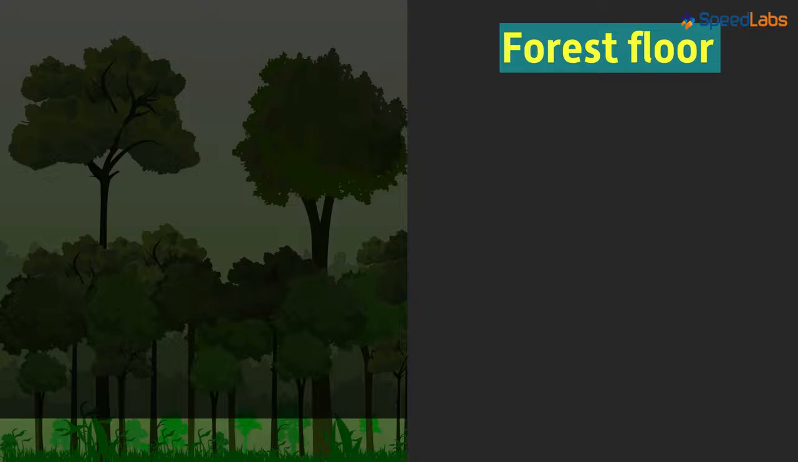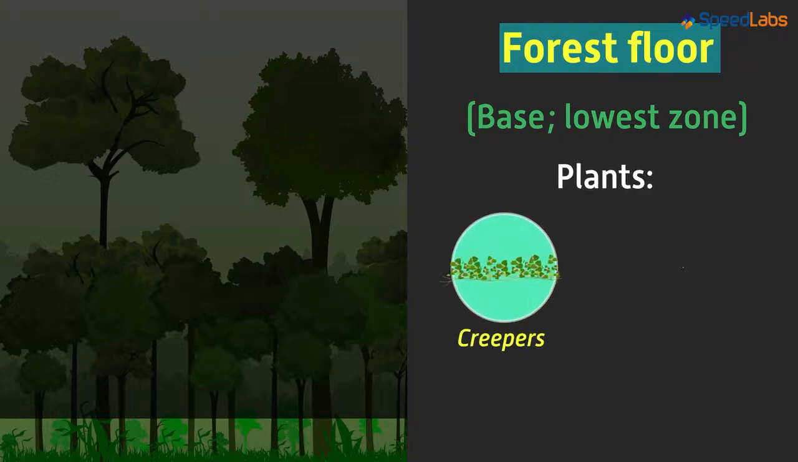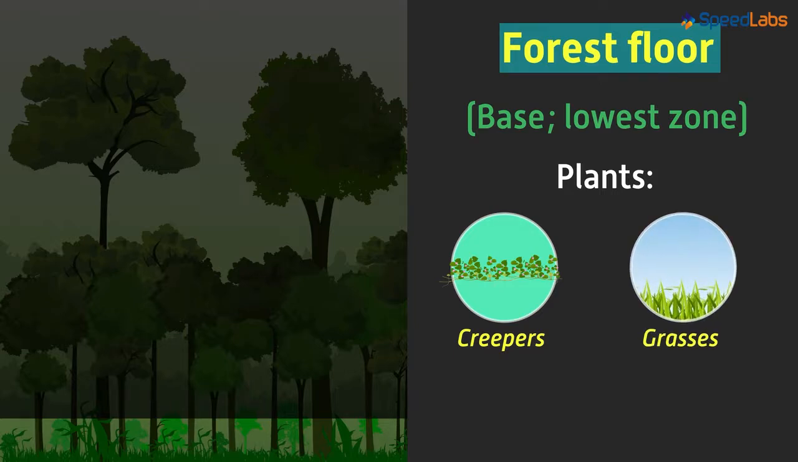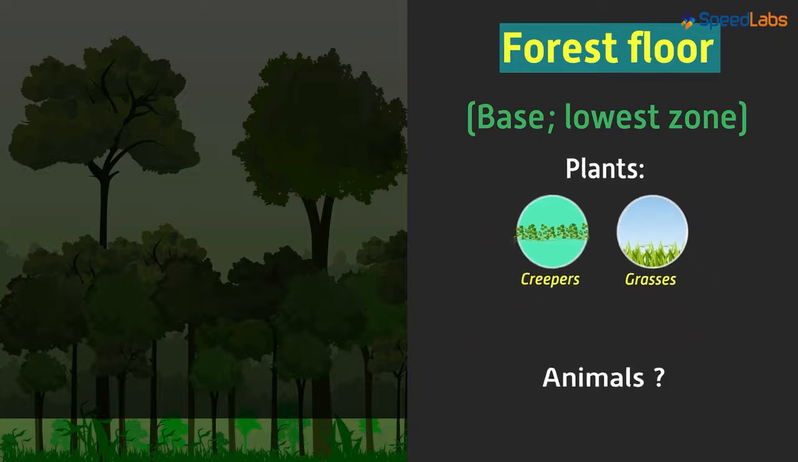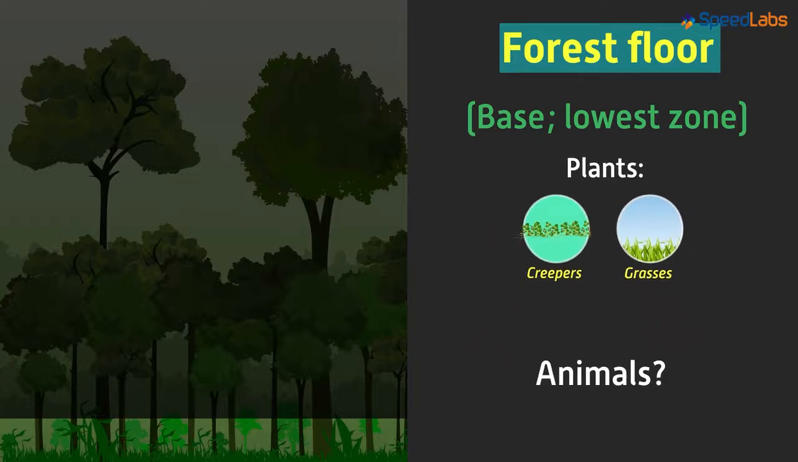The last zone we need to know about is the forest floor. As the name suggests, this layer is the base, or simply put, the lowest zone of all. What do you think will be the life forms found in this region? Plants like creepers and grasses are abundantly found forming lush green carpets on the forest floor. What about animals? All the terrestrial animals occupy this zone in the forest.